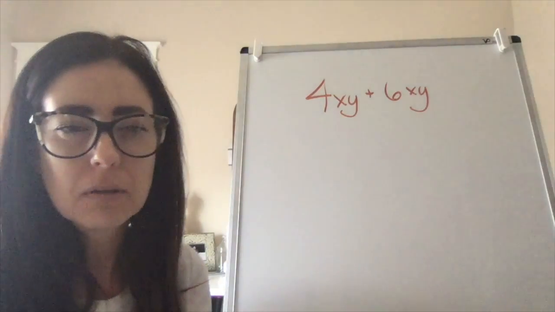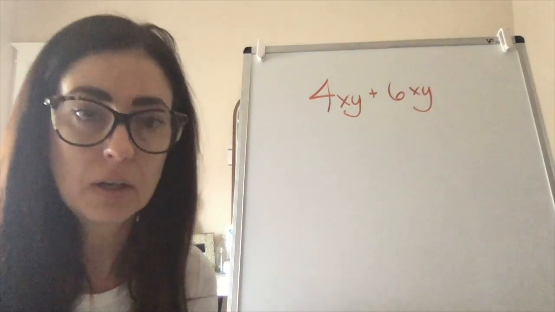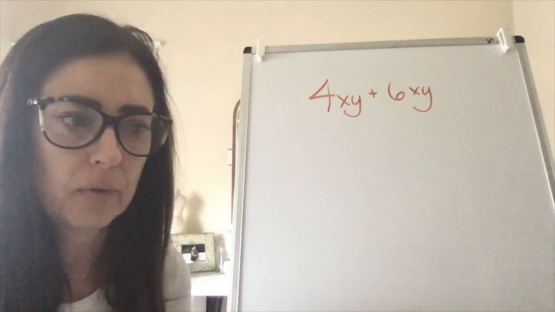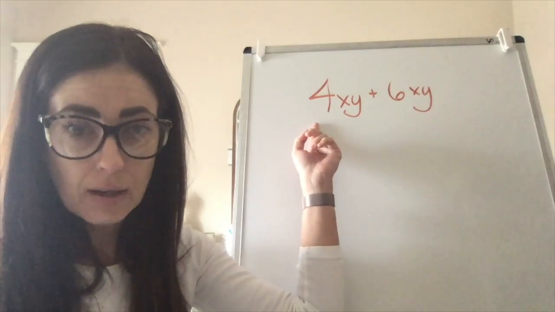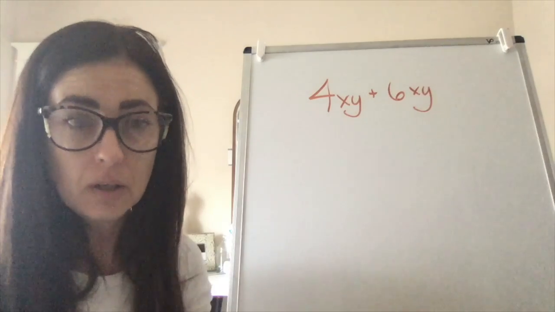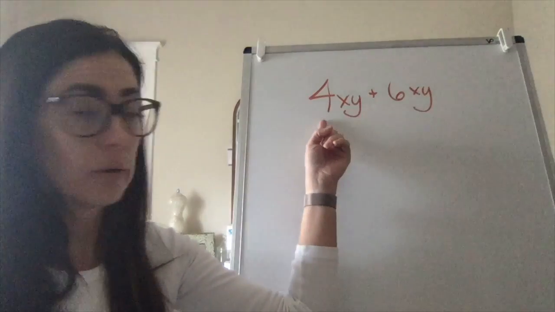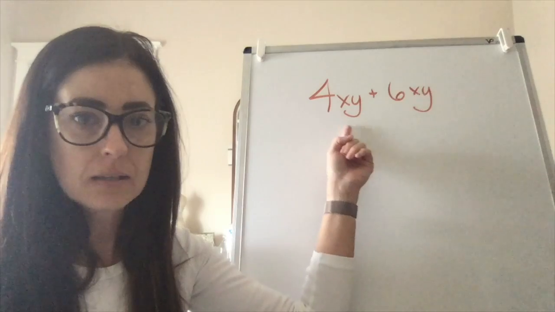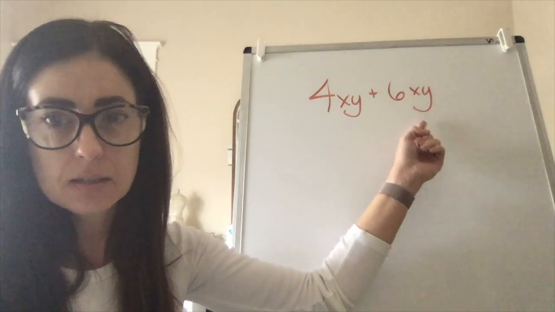I think this might be the first time we've been introduced to terms that have 2 variables with them. Don't be scared of them. It's just pushing you a little bit further into algebra. So the number before the variables in this term, in all terms, is called the coefficient, okay? So we have a coefficient of 4, and that means we have 4 xy's. And then we have a coefficient of 6, which means we have 6 xy's.